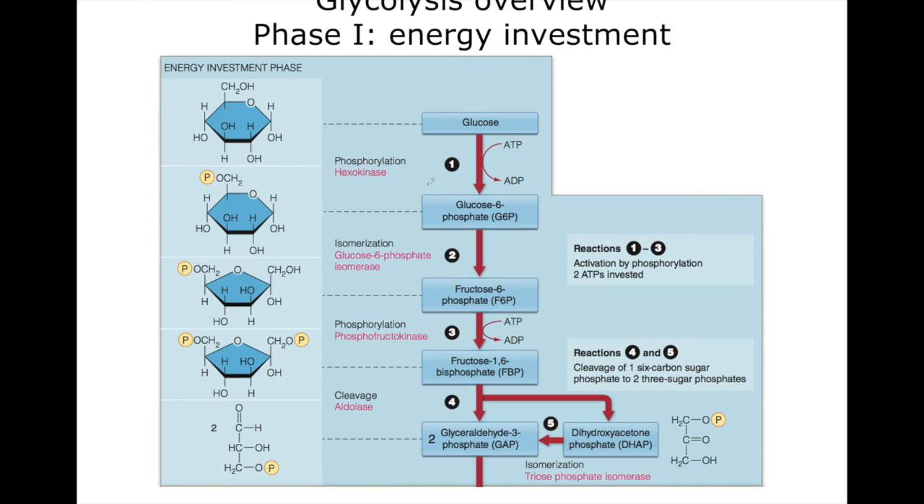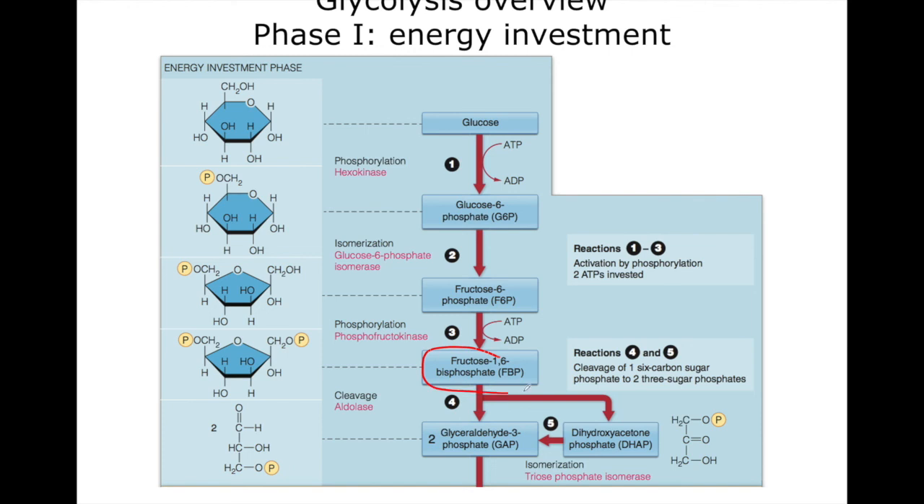So let's just go through it real quick one time just to sum up. Remember, we start off with glucose that enters the cell. Generally, this occurs a lot in the liver. Glucose is converted to glucose 6-phosphate by hexokinase. This requires ATP. Then we convert glucose 6-phosphate to fructose 6-phosphate. This is glucose 6-phosphate isomerase. Fructose 6-phosphate is converted to fructose 1,6-bisphosphate by phosphofructokinase. This requires a second ATP.